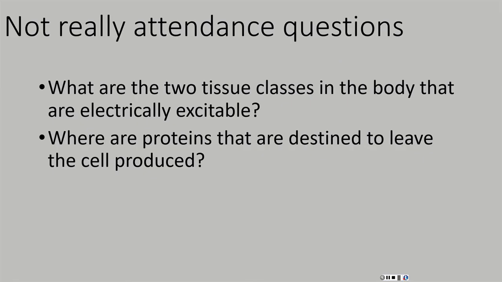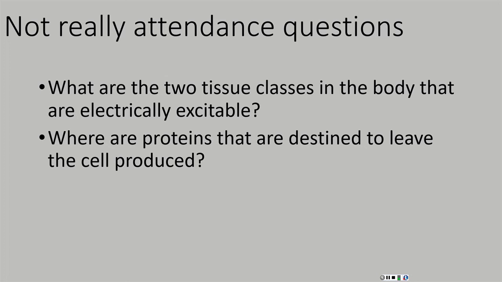So let's go ahead and start with our not really attendance questions before we dive into looking at nervous tissue. First, what are the two tissue classes in the body that are electrically excitable? And next, where are proteins that are destined to leave the cell produced? Now, these will come from very early in the semester, but both of these topics are going to be very important in this chapter. So go ahead and try to answer those before listening to the actual answers.